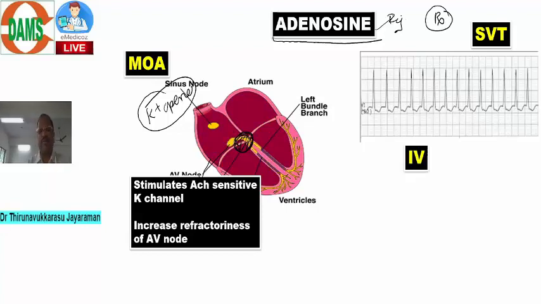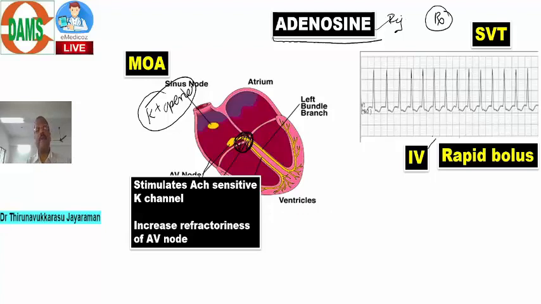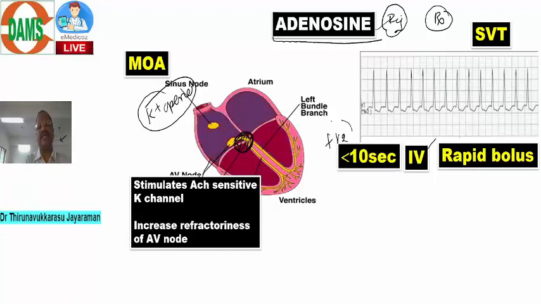Here, two to three points. It is given intravenously, especially as a rapid bolus injection. This is an important question. Why is adenosine given as a rapid bolus injection? Why not slow IV infusion? It has to be given only rapidly because adenosine is very short acting. Its half-life is less than 10 seconds only. Because it is very short acting, this drug should be given as a very rapid bolus.